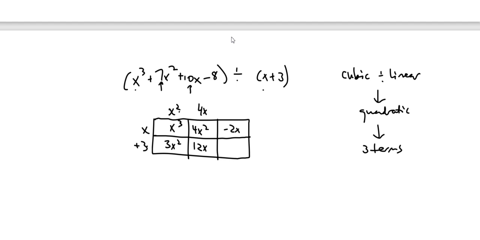And so x times what is negative 2x? Well, negative 2. But if that's a negative 2, then that's going to be a negative 6. Uh-oh. My question doesn't have negative 6. It has negative 8. So there's going to be a remainder of negative 2. So my answer is going to be x squared plus 4x plus 3 with a remainder of negative 2.